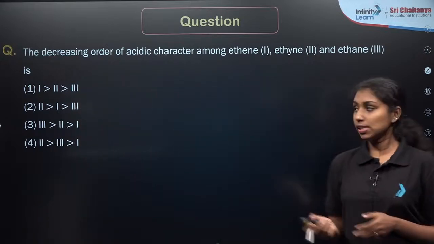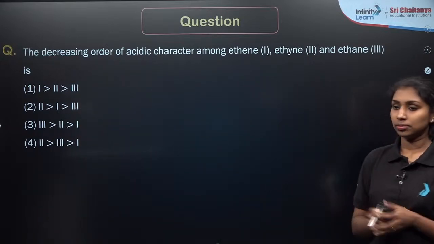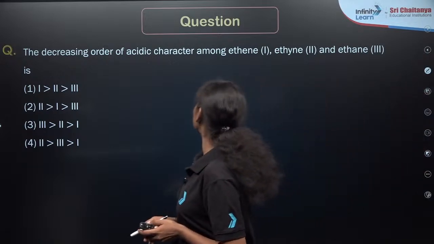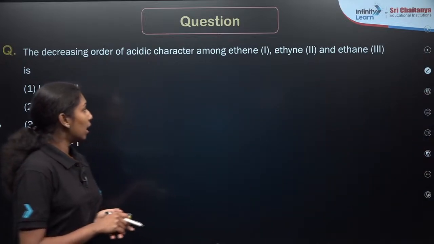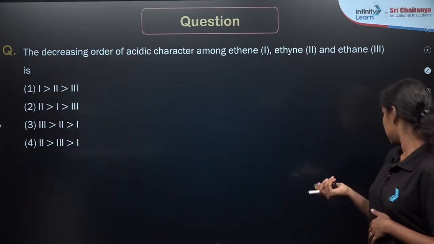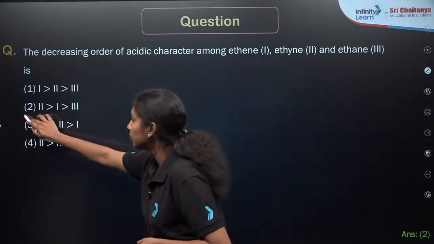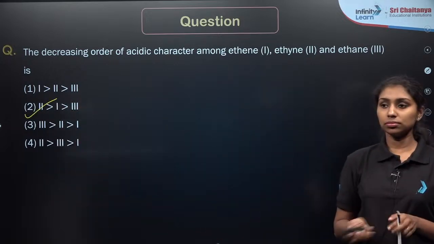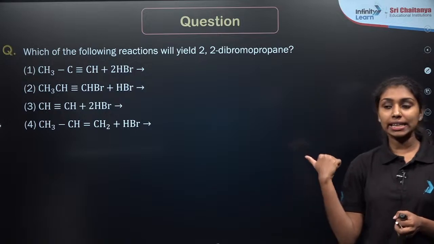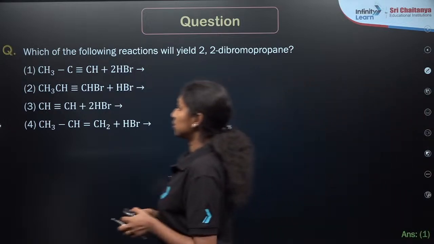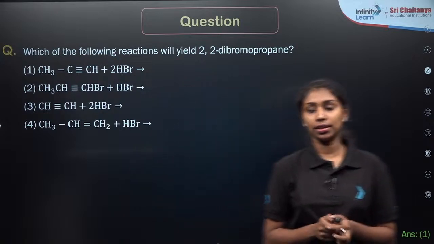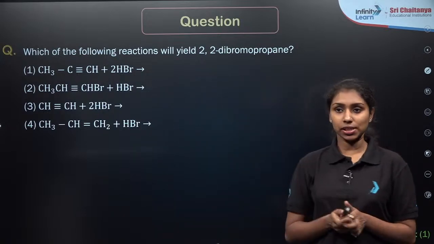This is the last question. What is the decreasing order of acidic character among ethene, ethyne and ethane? Depending on the percentage S character, you can give the answer as option 2. That is the order here. So this is the last question, you can take it as homework. Which of the following reactions will yield 2,2-dibromopropane? Just let me know the answer in the next session.